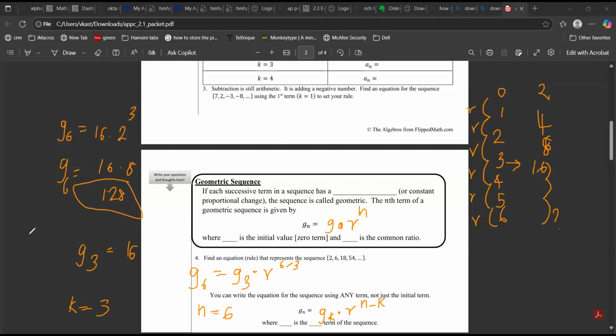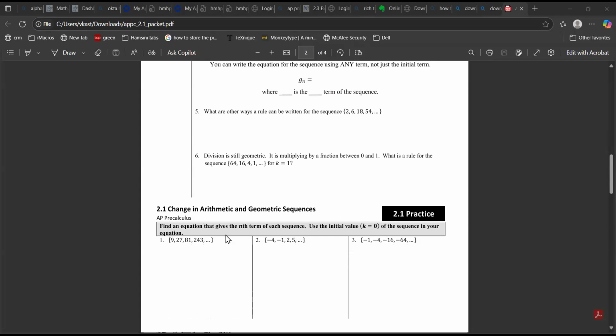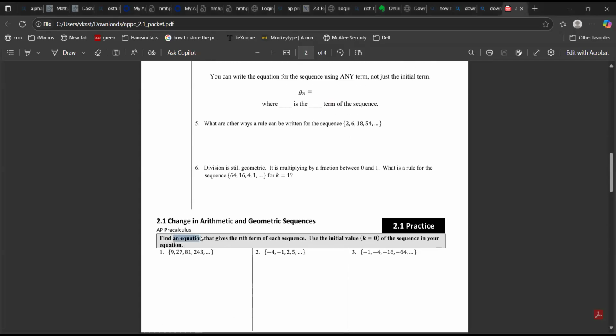Can I move on? Now let's go ahead and solve some problems based on this. Find an equation that gives the nth term. Use the initial value k equal to 0 of the sequence. See, they will give you this, guys, you don't have to worry. The initial value is k equal to 0. They've given you that, right? So why don't we do that?